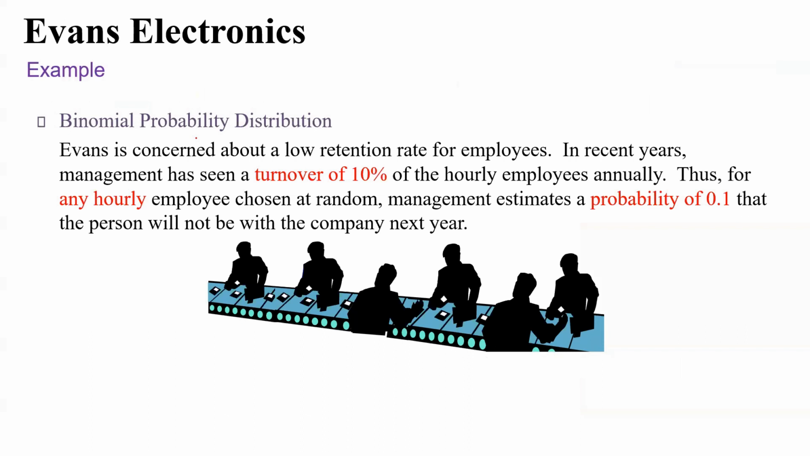Now, a company is concerned about a low retention rate for employees. In recent years, management has seen a turnover of 10% of the hourly employees annually. Thus, for any hourly employee chosen at random, management estimates a probability of 0.1 that the person will not be with the company next year. That means they will leave.